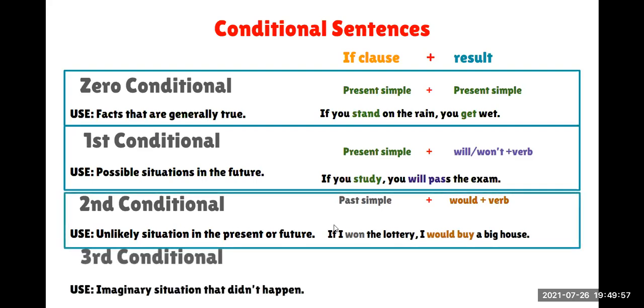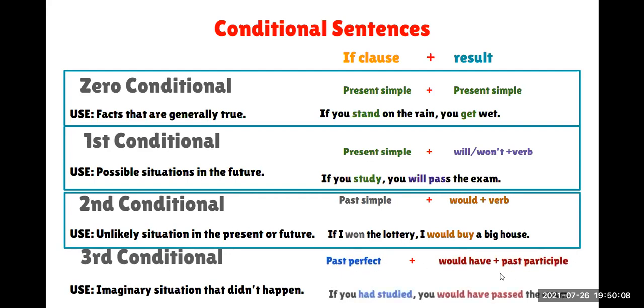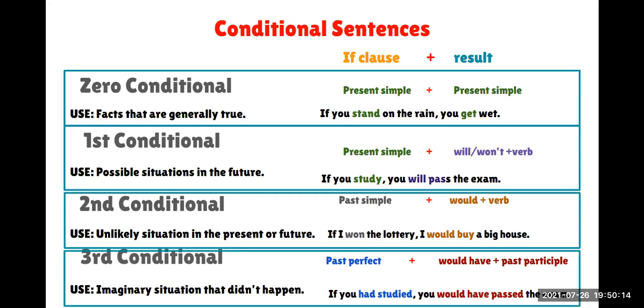And the third conditional is for imaginary situations too, but in the past, right? And we use the past perfect, and would have, and the past participle. If you had studied, you would have passed the exam. Okay, so we have seen these two before. Today we're going to focus our attention on the second conditional.